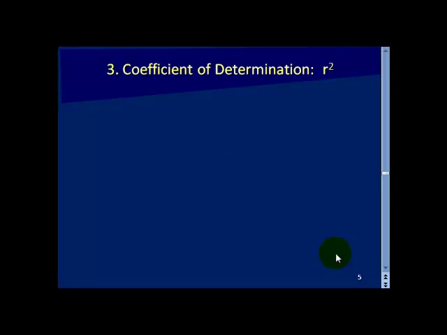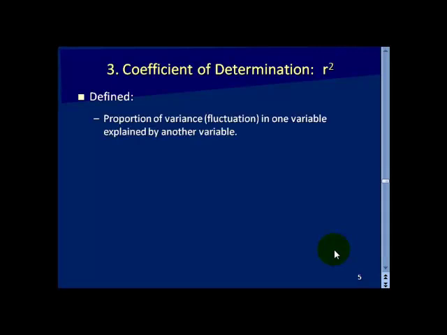All right. Our third point, coefficient of determination, r squared. This is the proportion of variance, or the fluctuation in one variable, that's explained by another variable. Another way of thinking about it is it's the ratio of explained variance to the total variance.